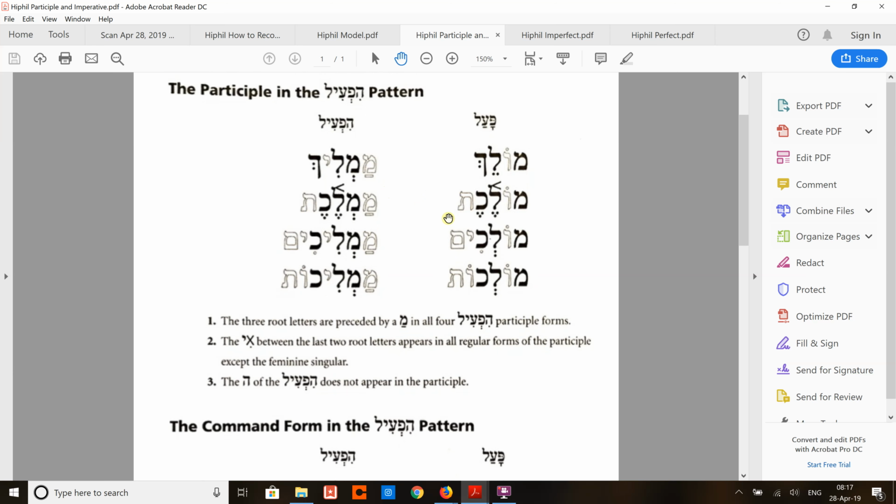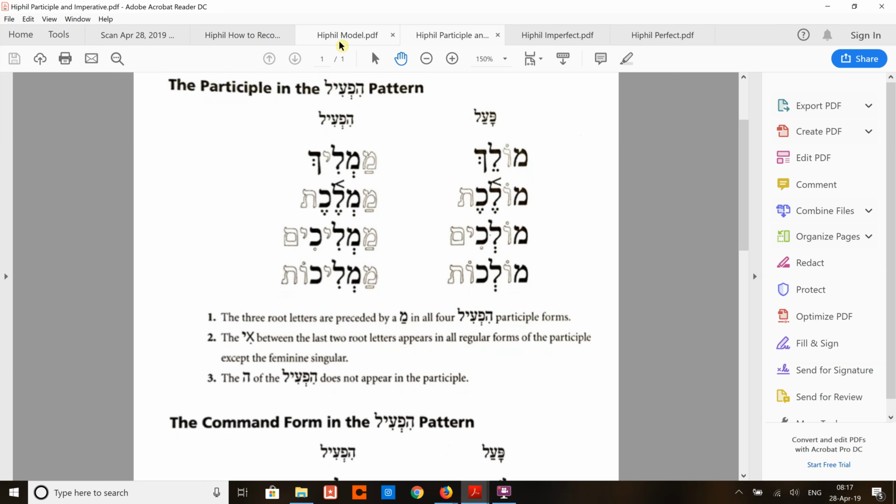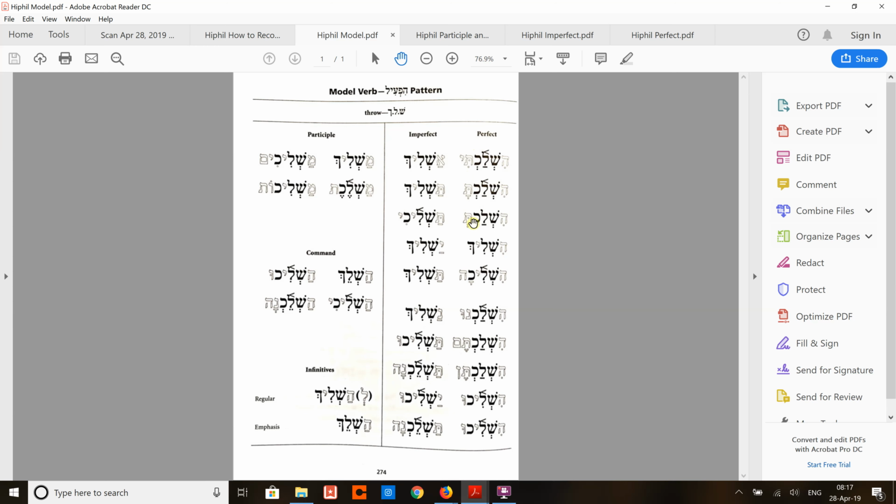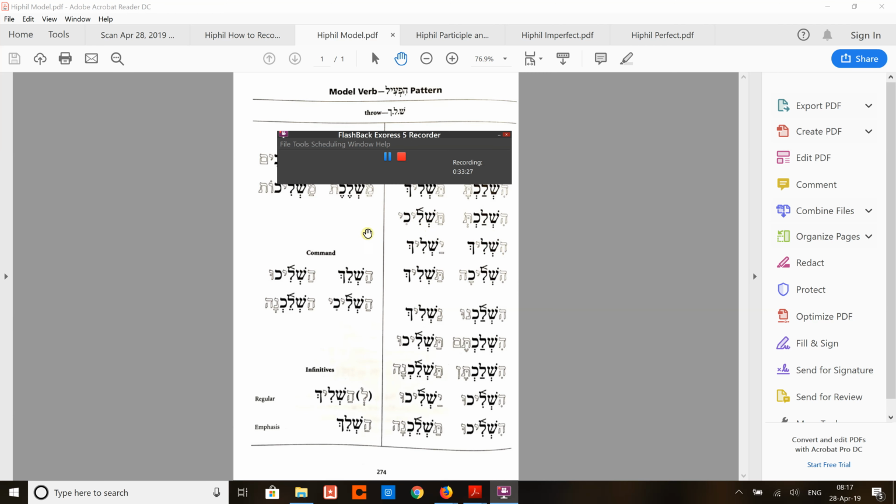We're not going to go into the other details of the other versions. Again, the purpose is for you to learn the third masculine singular, imperfect and perfect forms of each of these verbal stems. This is on page 274. Okay, let's switch over to our next verbal stem.